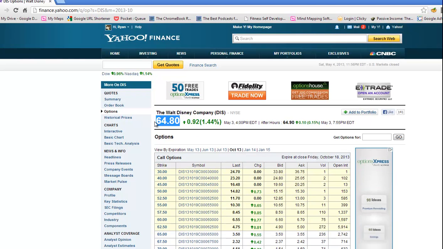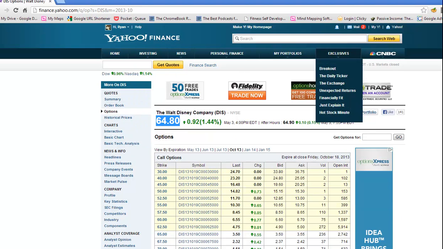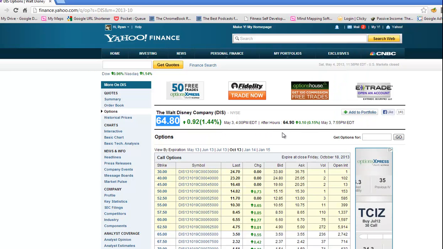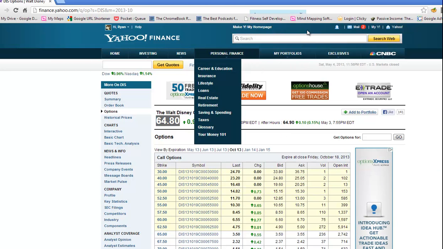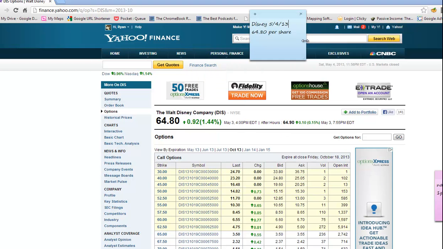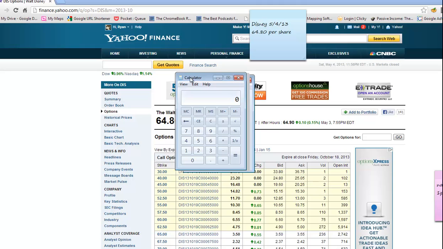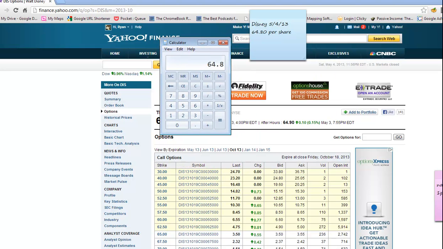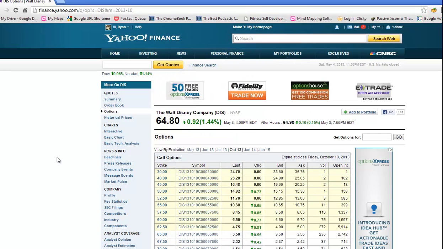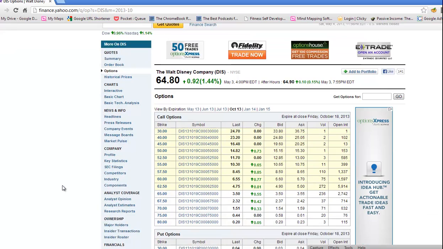Since it's trading at 64.80, let's say we're going to be bullish on Disney's stock. So we're going to buy insurance on our stock of Walt Disney. We've got 100 shares. So I'll pull my notepad here. So we buy 100 shares. Calculator would come in handy here. 480 times 100. So that's a gross price of 64.80 per share. Okay, so I'm going to go buy some put options, or an insurance policy.